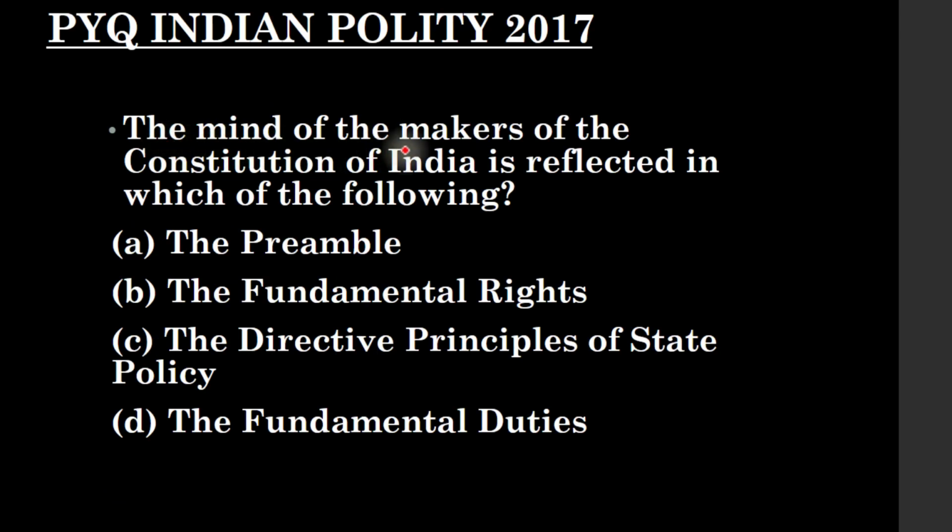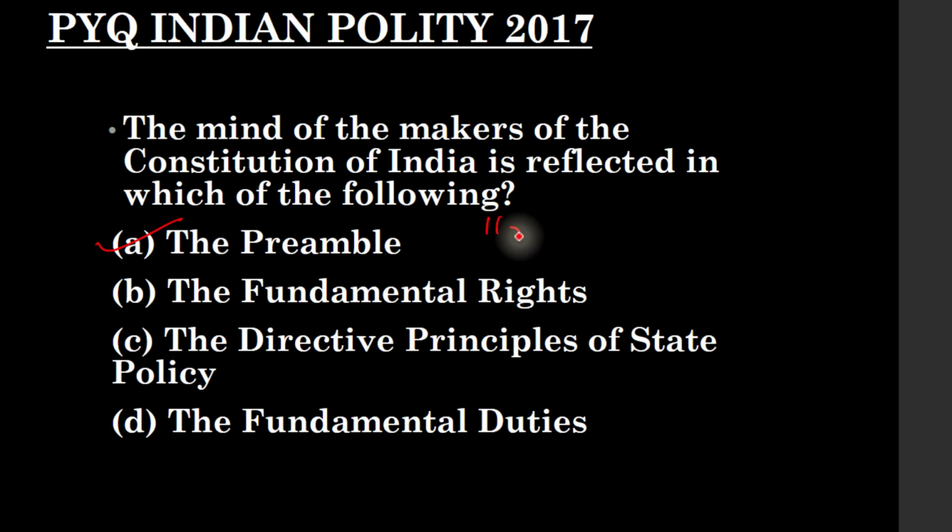The minds of the makers of the Constitution of India is reflected in which of the following? Option A, the preamble. Option B, the fundamental rights. Option C, the directive principles of state policy. Option D, the fundamental duties. And the correct option is option A, the preamble.